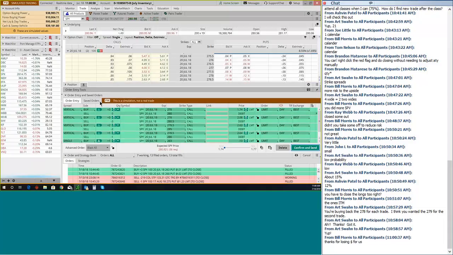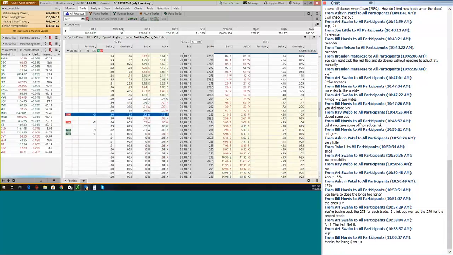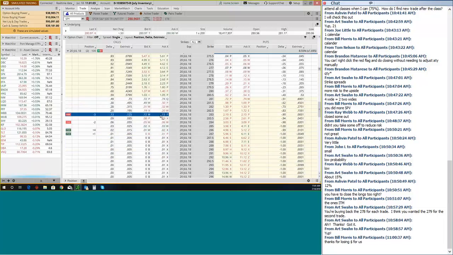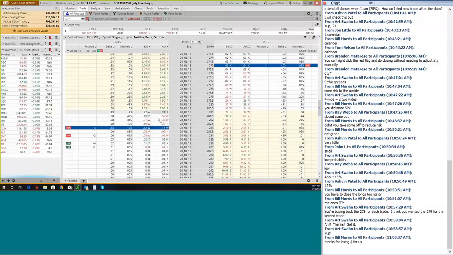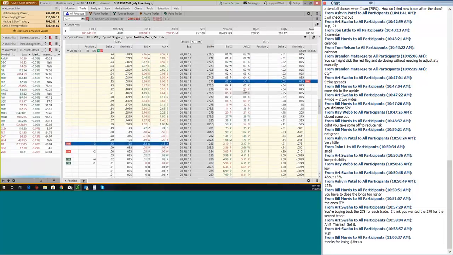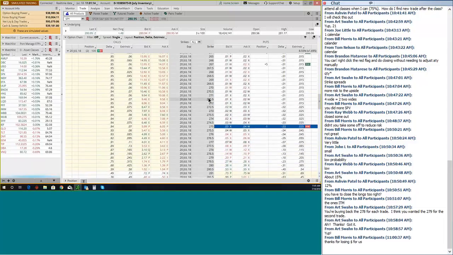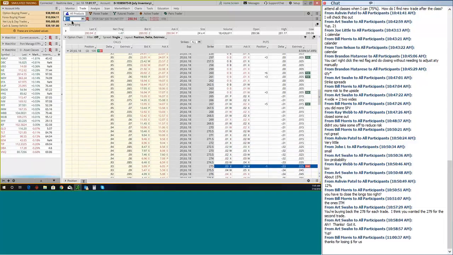Remember, calls lose their value a lot faster than puts do, right? So these will lose their value a lot quicker. And we'll just let that one expire because that was the calendar spread. All right, and these will expire worthless too. So let's go now to IWM.